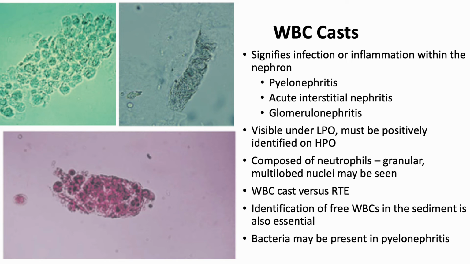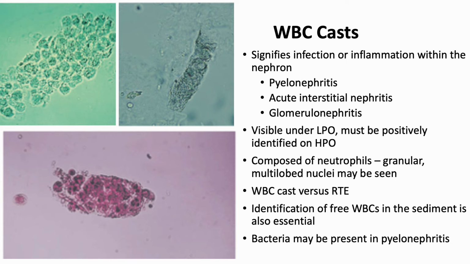So it's important that these WBC casts are distinguished from renal tubular epithelial cells. Identification of the free WBCs as well as bacteria can aid in discerning whether these are indeed WBC casts. The cast can be tightly packed with white blood cells and can have irregular borders. So the structure should be carefully examined to determine that indeed a cast matrix is present.